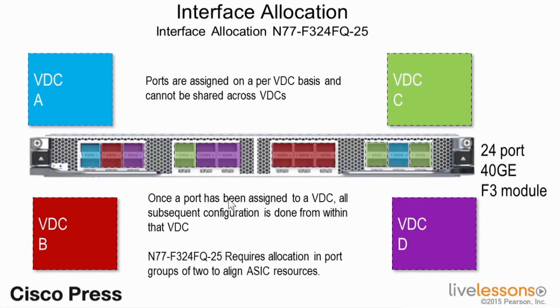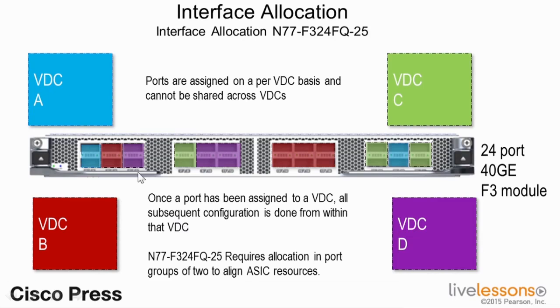If I look at the 24 port 40 gig F3 module, the port allocation is in alignment of port groups of 2 as well, meaning that these two groups are in VDC-A. This just provides guidance when you're going ahead to allocate things. There are rules for the different I/O cards, because each one has different hardware architectures and ways you do the VDC allocation. And this is like a decoder ring to help walk you through that.